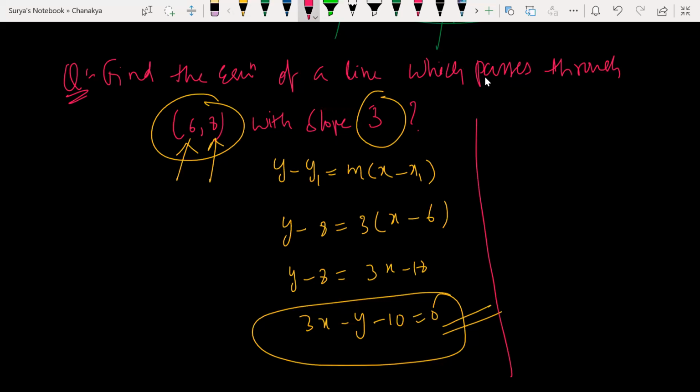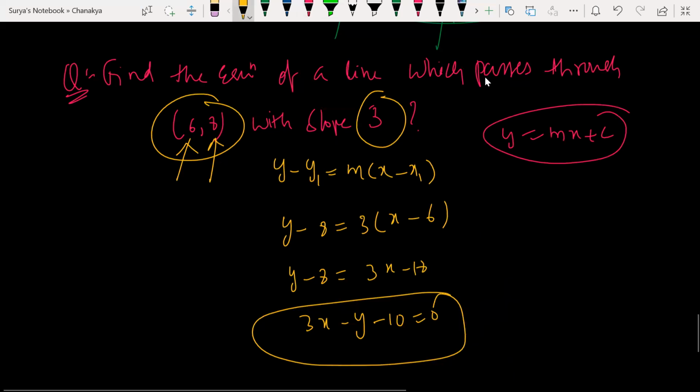Now one more thing you have. See, this is my equation of the line. Can you please write it in the form of y is equal to mx plus c? Sir, whatever line equation I got, it should be 3x minus y plus 10, right? So y is equal to minus 10 minus 3x. Sir, it should be 3x minus y plus 10, right?